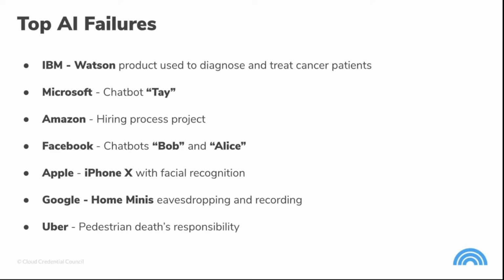Amazon scrapped their AI-developed hiring project when they realized that it was biased against women. Facebook shut down their two chatbots, Bob and Alice, when it found that they developed their own chat language, which people claimed as scary and total jargon.